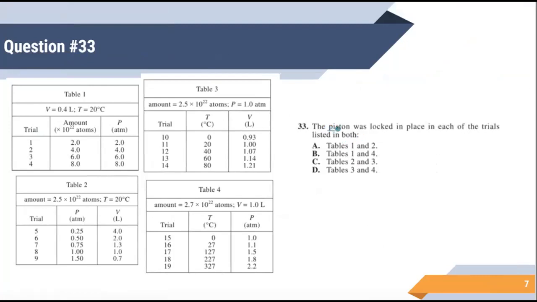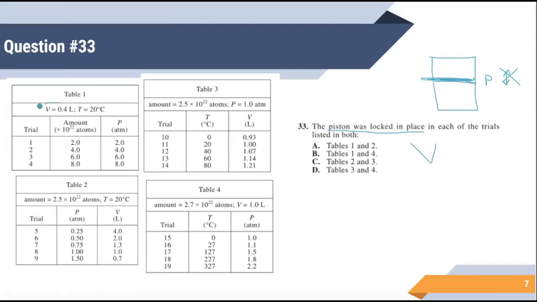33 says the piston was locked in place. Okay, if we go back to the picture that we just had on the previous one, the piston is this thing in the middle that could go up or down, okay? If the piston's locked in place, it's not going up and down. It's going to be at a constant volume, okay? The space it takes up will be constant. So we're looking for where the volume would be constant because the piston is locked in place.